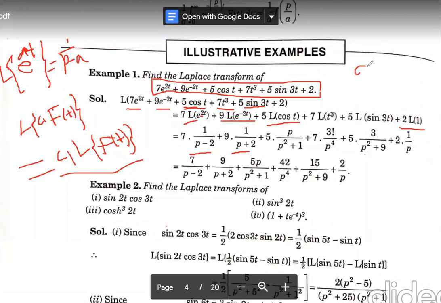Laplace transform of cos of at. That is equal to what? That is equal to p by p square plus a square. P square plus what? A square. So what is a here? Cos t is there. So a is what here? A is 1. So p by p square plus 1 square.